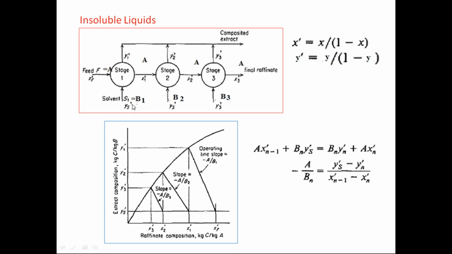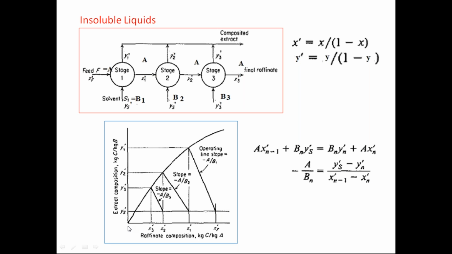Again Y prime. Y prime is what? Weight of C divided by weight of the B. So B is the solvent in which we don't take C. So Y prime is equal to Y by 1 minus Y. So in that way, instead of the weight fractions, if you take the weight ratios, then you can do the solute balance for one of the trays here. Solute balance will give A into X prime, B into Y prime, then B into Y prime in that phase, and A into X prime. So finally you will get A by Bn is equal to Ys prime minus Y prime by Xn minus 1 prime minus Xn prime.